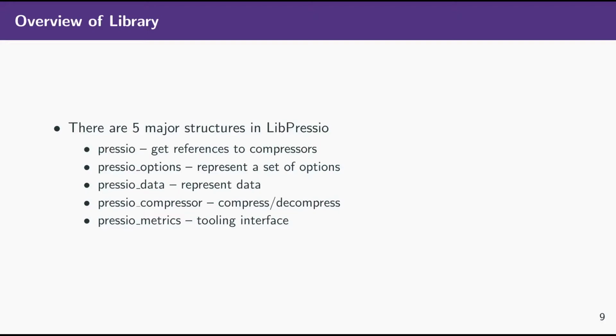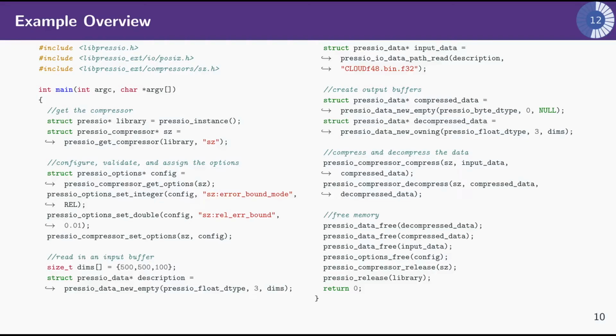And then pressio metrics is a tooling interface. As we walk through this example, I'm not going to talk about the tooling interface at first. We'll come back to that one at the end. But basically, that's how you can measure different things about your compressor, and it's a fairly extensible way of doing so.